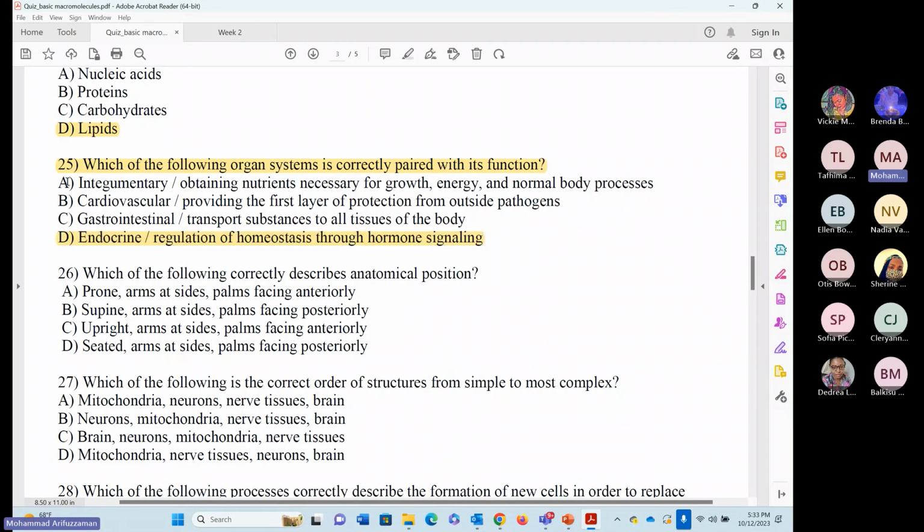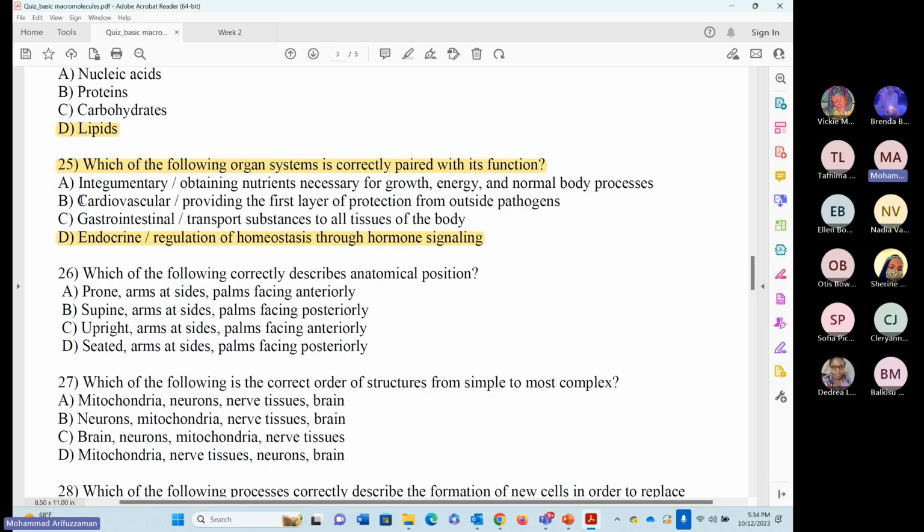So can you explain why A is incorrect? Integumentary system. What are the functions of the integumentary system? It's protection. Correct. The integumentary system includes the skin with associated structures, the protection, the synthesis of vitamin D, regulation of body temperature through sweating, and sensation. So these are the functions of the integumentary system.